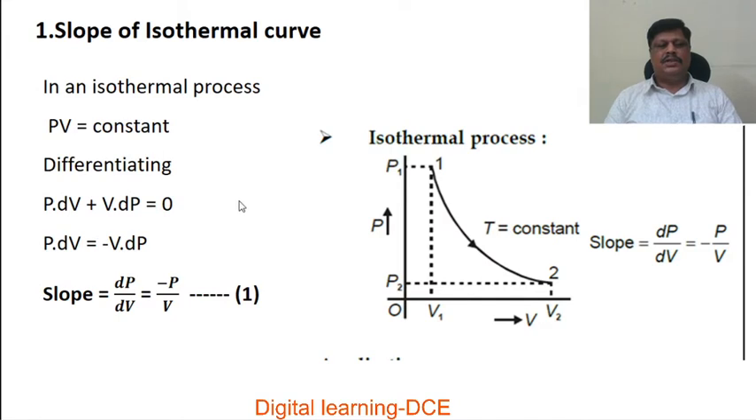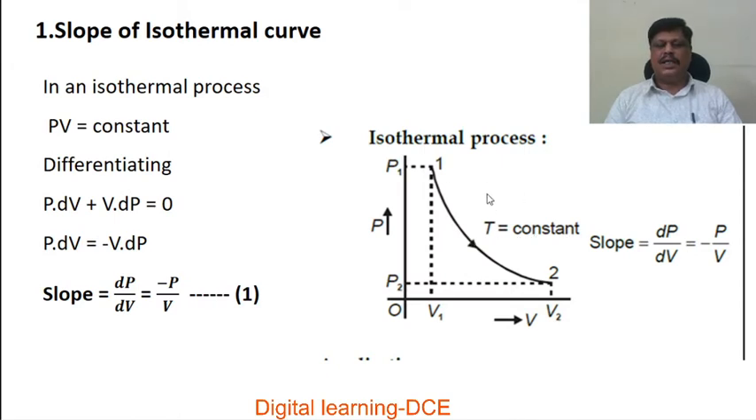First, we'll derive the expression for the slope of the isothermal curve. We know what an isothermal process is. An isothermal process is a thermodynamic process which takes place at constant temperature. That means in an isothermal process, there is a change in pressure and volume at constant temperature.